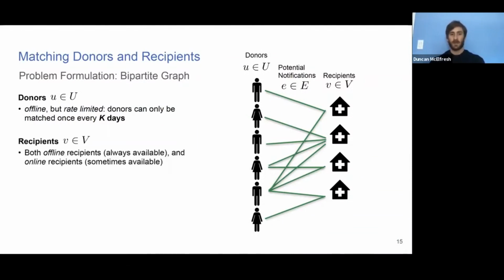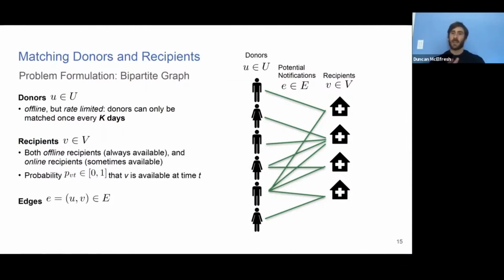Now we also have recipients, and remember, recipients represent hospitals, blood drives, individuals. So some of them are always going to be available to receive notification or to receive donors, but some of them are going to appear and then disappear. So we're going to have some online vertices and some offline vertices on the V side. And so these can be parameterized, for example, by a probability that the vertex is available on a certain day.